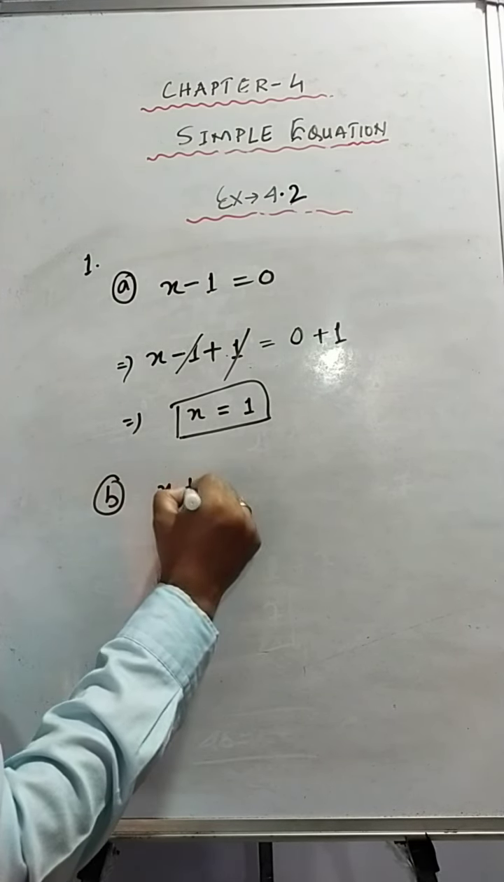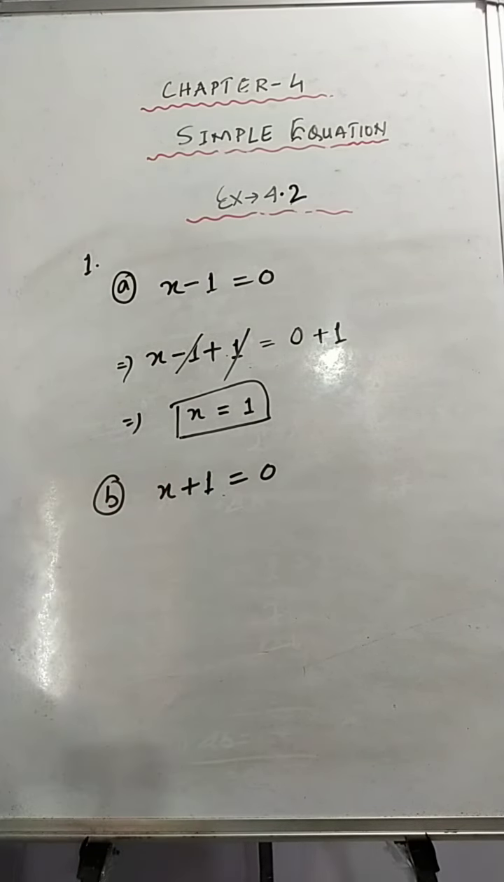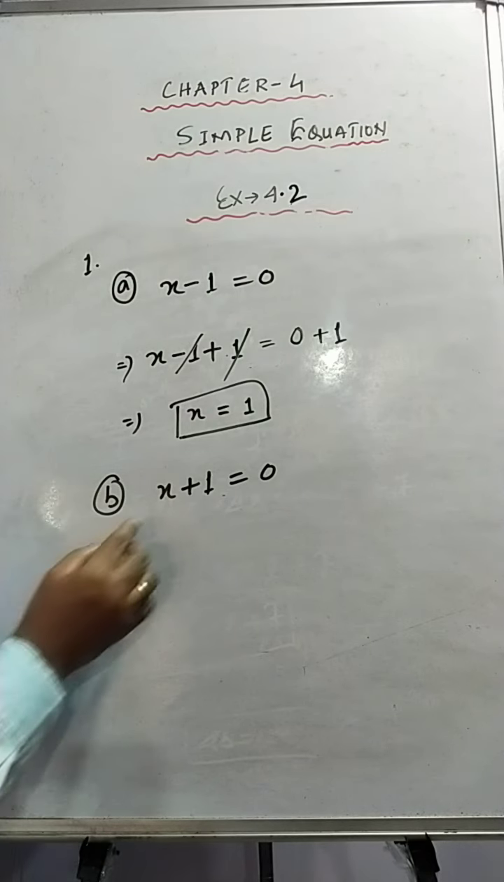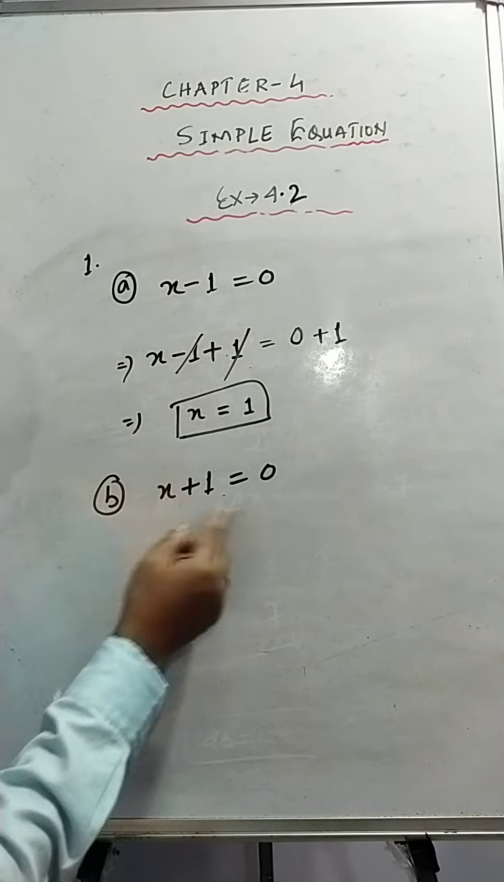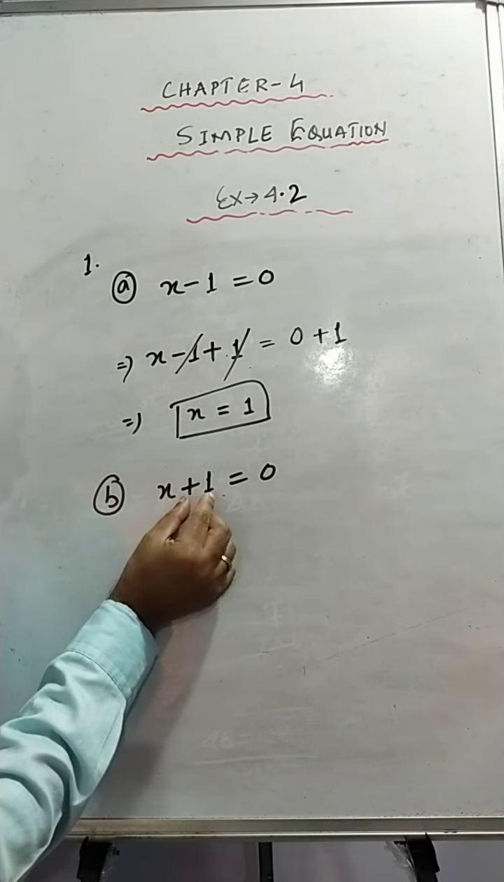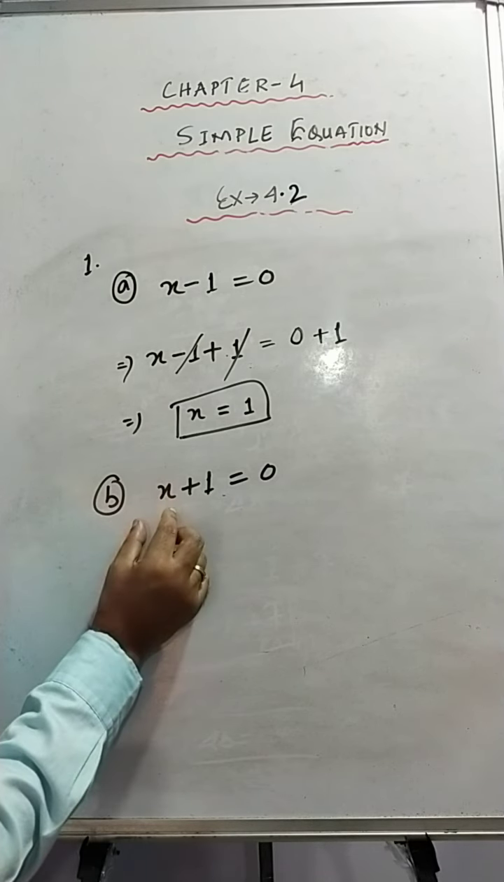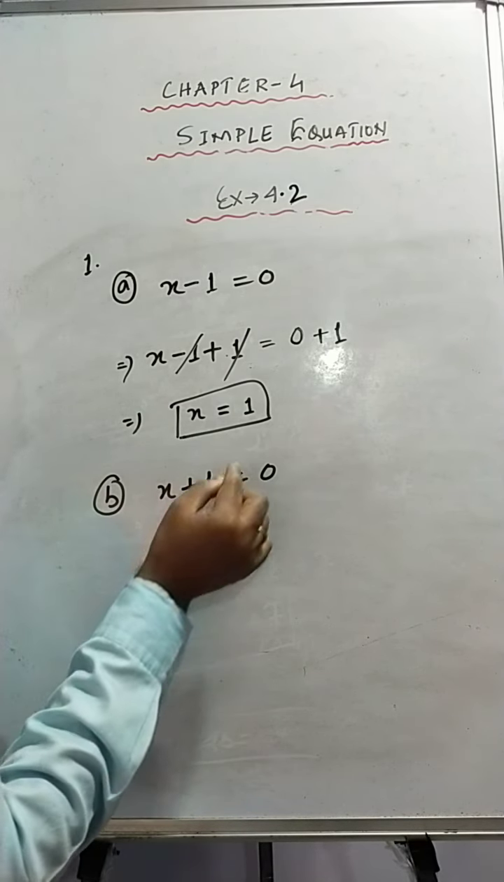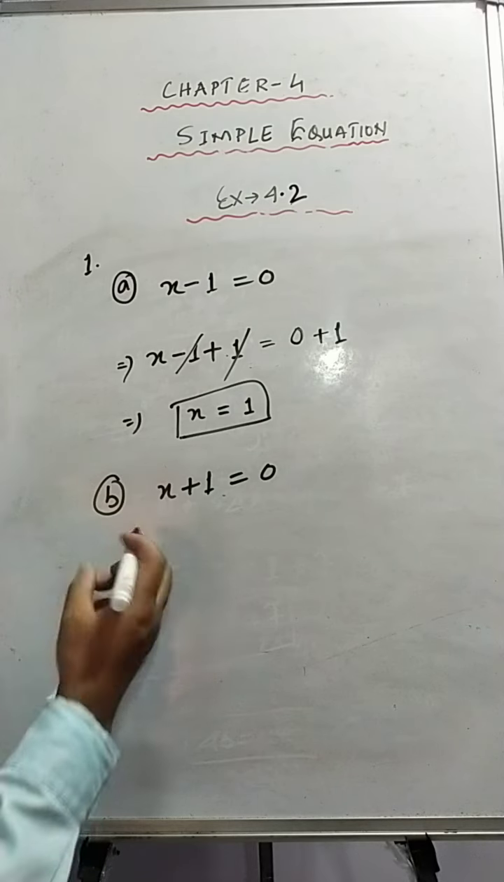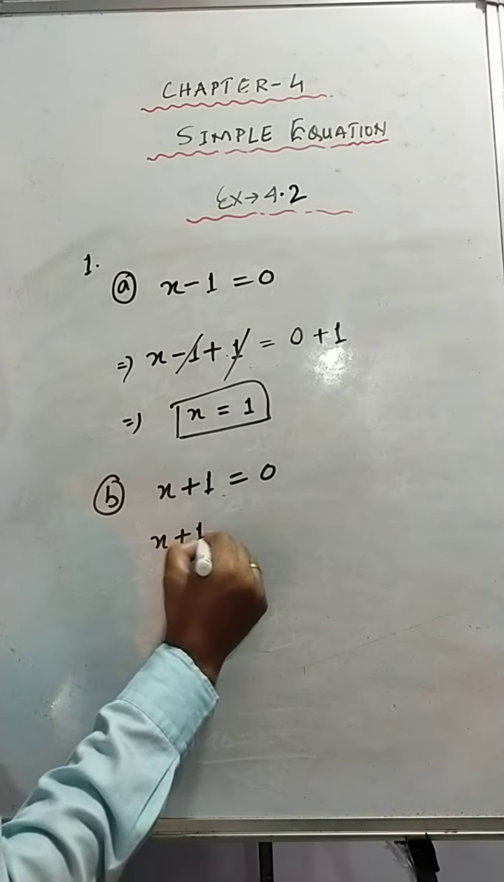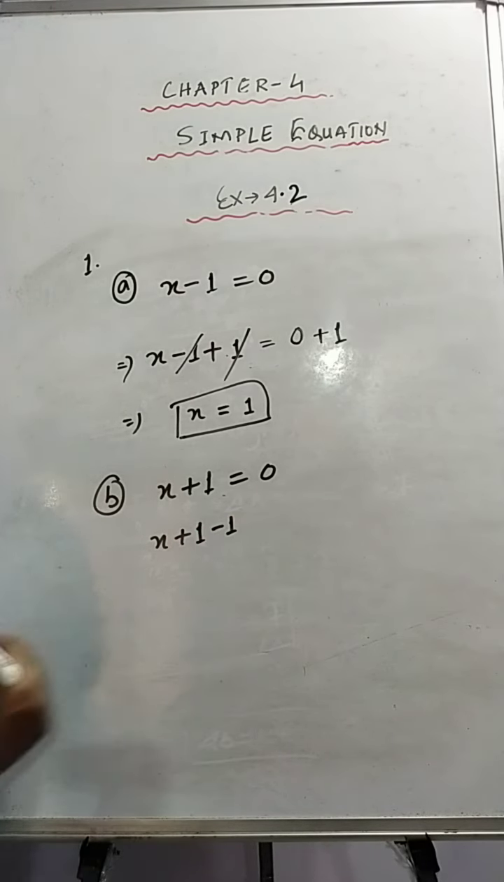It's very, very easy. Now sum number B. It is given x plus 1 is equals to 0. Fine. Again, your main objective is to get the value of x. How to get the value of x? Just by removing, you have to remove this plus 1 from LHS. So how to remove this plus 1? By subtracting minus 1, isn't it?